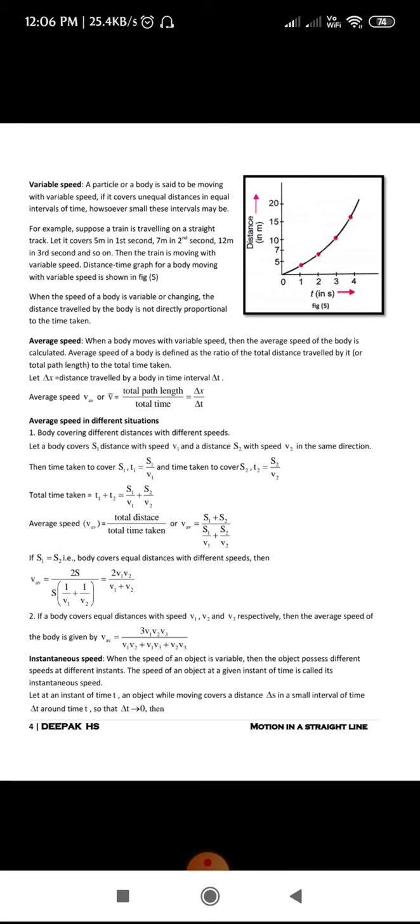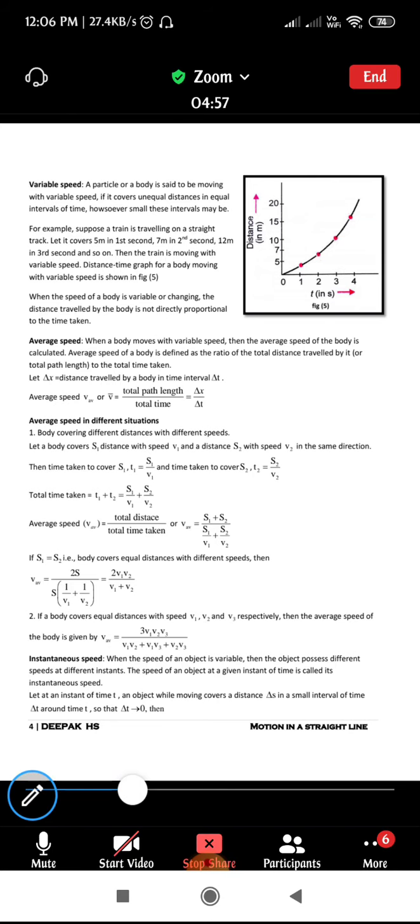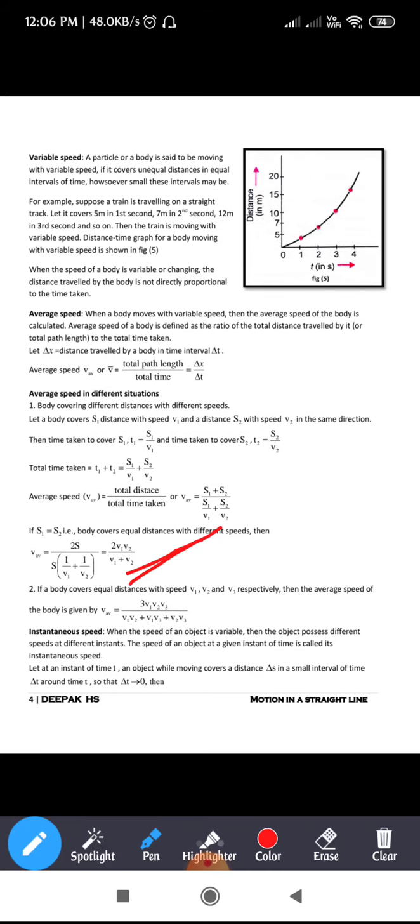We also went through two different cases of a body covering different distances with different speeds. The equation comes out as v average is equal to 2 v1 v2 divided by v1 plus v2. The second case was where a body covers equal distances s1, s2 and s3 with the speeds v1, v2 and v3. The same thing we have applied here. So this is regarding the average speed of two different cases.